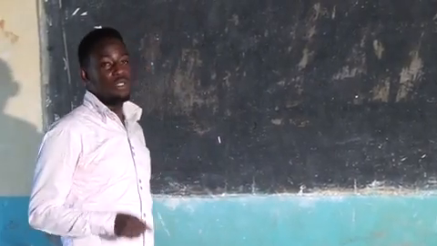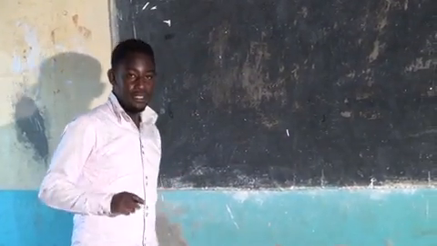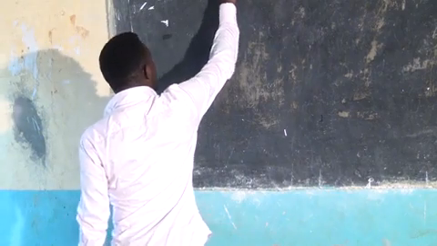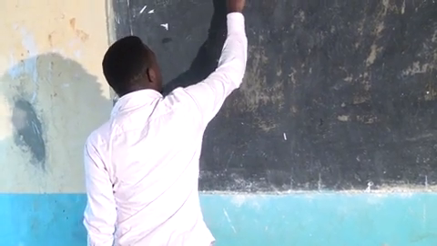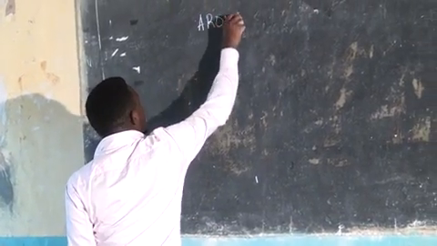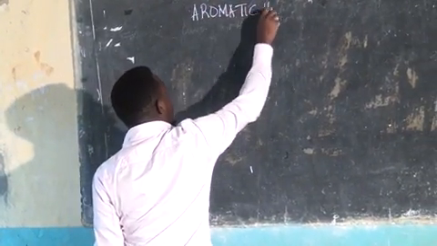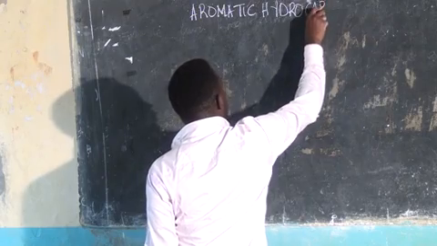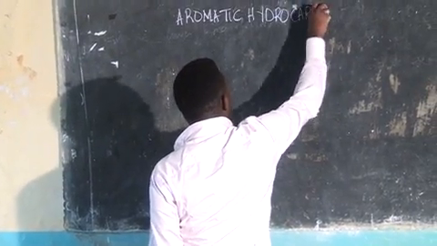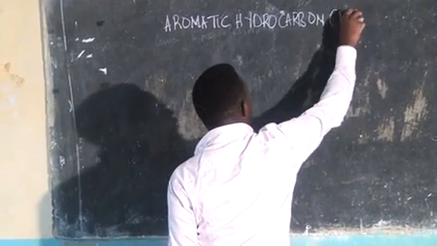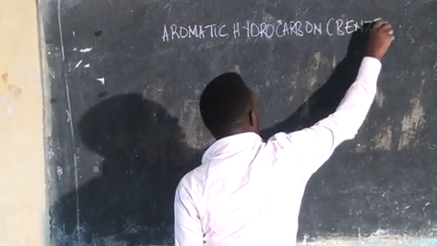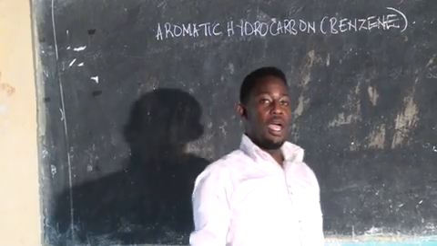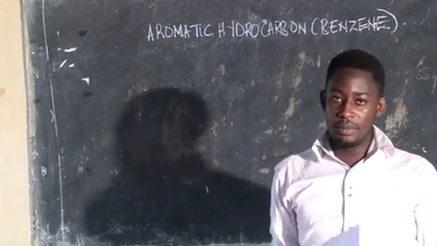Okay, today we are going to look at benzene. This is senior 5 chemistry, or you can call it aromatic hydrocarbon. Specifically, we are looking at benzene. Of course, there are many other aromatic hydrocarbons, but we are interested in looking at benzene.